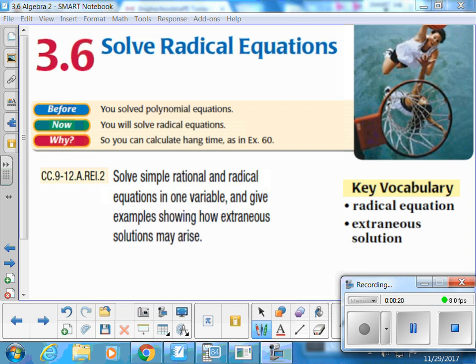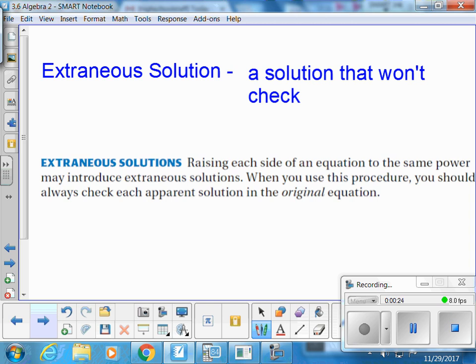3.6, solve radical equations. First off, I want to discuss with you what an extraneous solution is. You might be working out a problem, do everything correctly, and get an answer at the end that just doesn't check out. That would be what is called an extraneous solution.